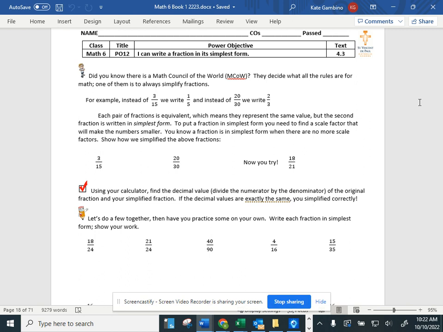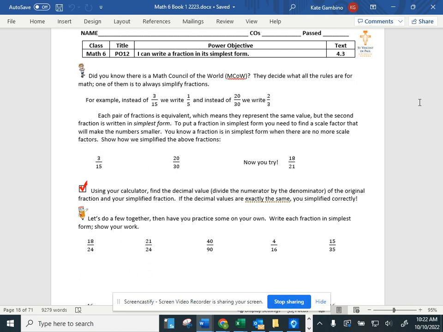So it starts off with the Math Council of the World. A couple of you just asked me, is there really a Math Council of the World? And I would say, I'm not a member of it. Maybe it's a secret club that Mr. Schultz is a member of. You might need to ask him.